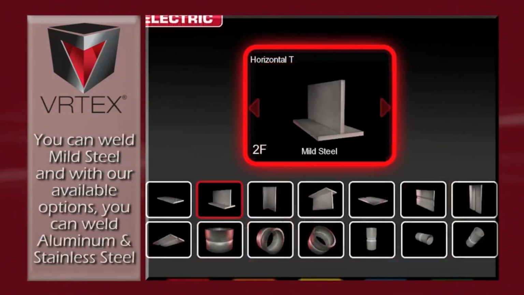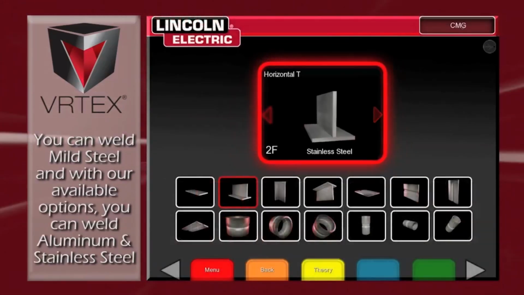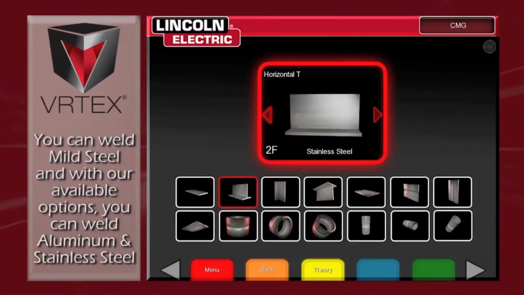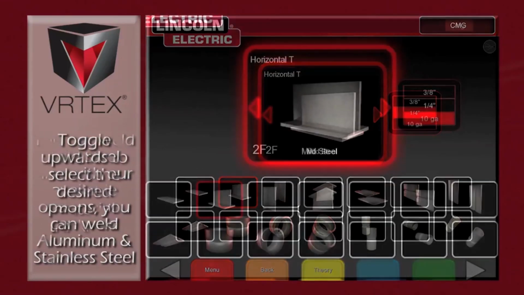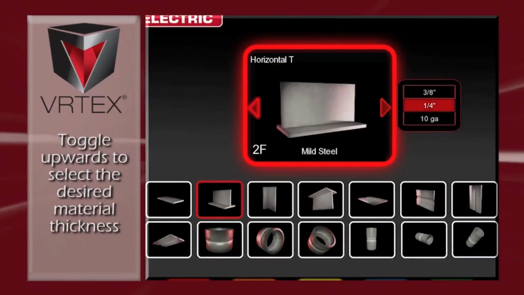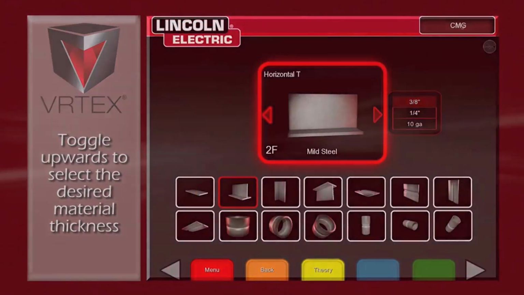The next step is to select your weld material. You can weld mild steel, and with our available options, you can also weld aluminum and stainless steel. Use the joystick and red Select button again to choose your material type. Selecting the material thickness is next. Toggle upwards to select the different material thicknesses.